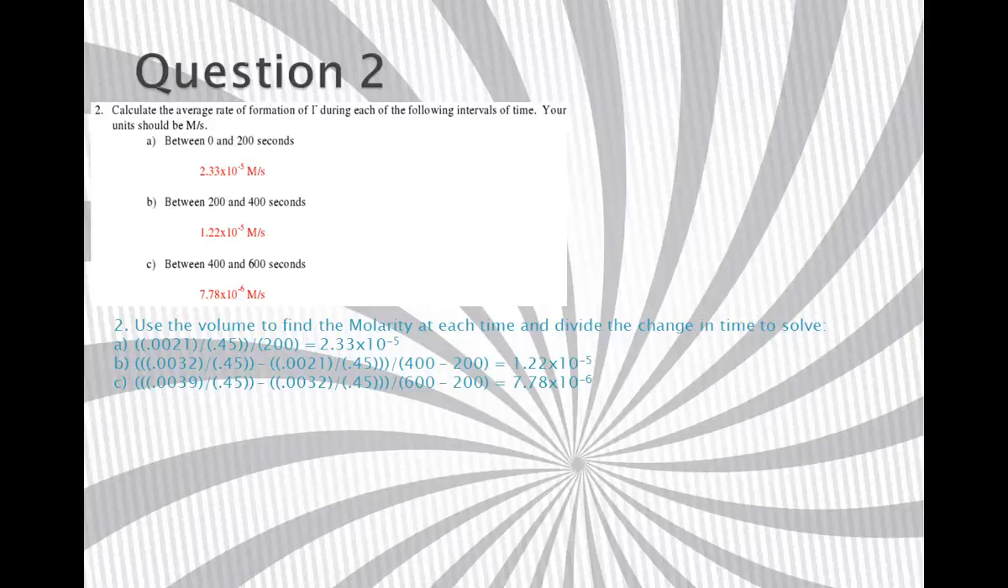Same thing with B. This time, instead of having 0 as your initial, you need to account for the other one. So you take 0.0032 divided by 0.45, that's your y2, and then minus 0.0021 divided by 0.45, that's your y1, and then divide by 400 minus 200. It's 200 for all three of these, and then you end up getting 1.22 times 10 to the negative fifth. Same thing for C. Just do it how you would, and you end up getting 7.78 times 10 to the negative 6.